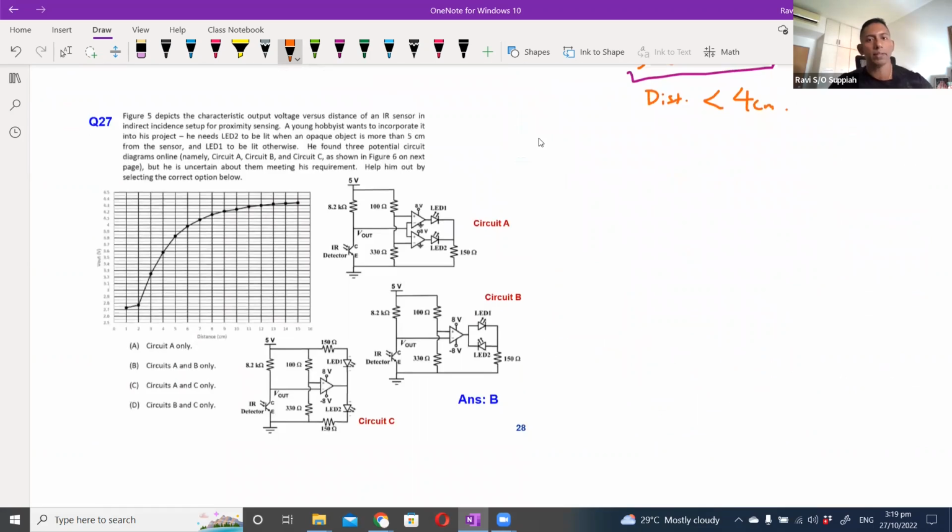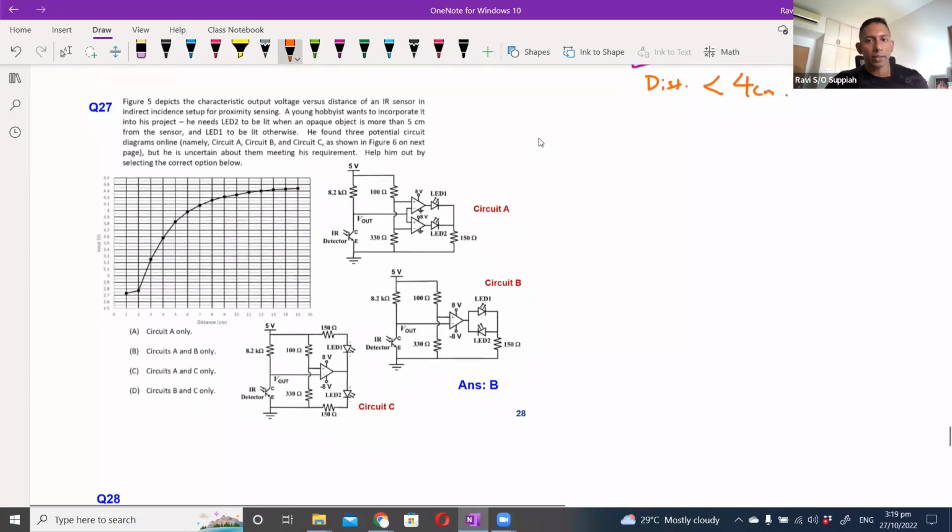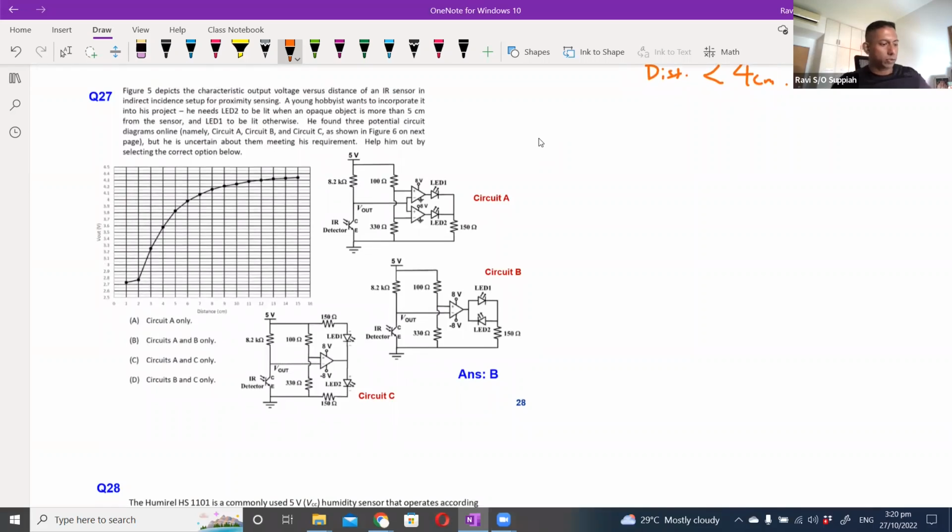Question 27 is more tedious because you have 3 circuits to analyze. The condition given is for LED 2 to be lit when an object is more than 5 cm. So let's look at the important condition first: the distance is greater than 5 cm, and what we want is LED 2 to be on.